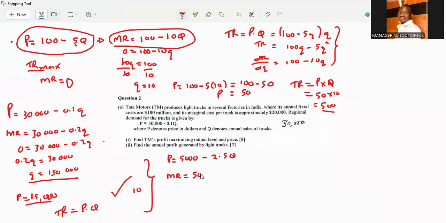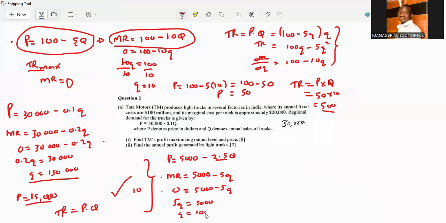5,000 minus, you just multiply a 2 to this, minus 5Q. Step 1, you differentiate. Step 2, equate to 0. What do we do? 0 is equal to what? 5,000 minus 5Q. Step 3, we solve for Q to find the output. So when this one comes this side, 5Q is equal to 5,000. So what number of outputs will maximize total revenue? Q is equal to 1,000.